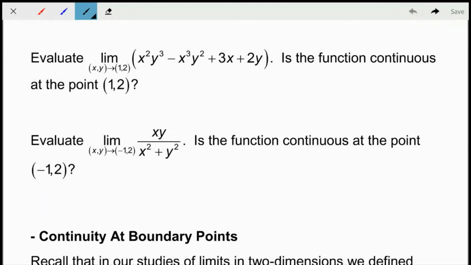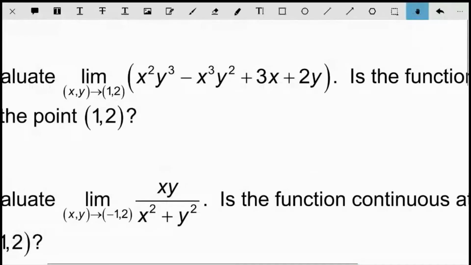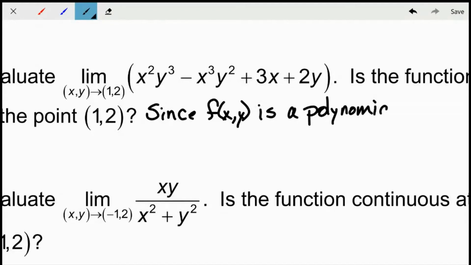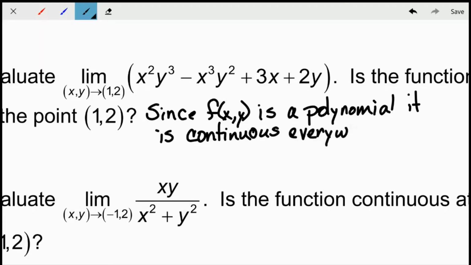So since, let me rewrite that there. All right, so since my function f of xy is a polynomial, it is continuous everywhere. Okay, so we've got a continuous function.